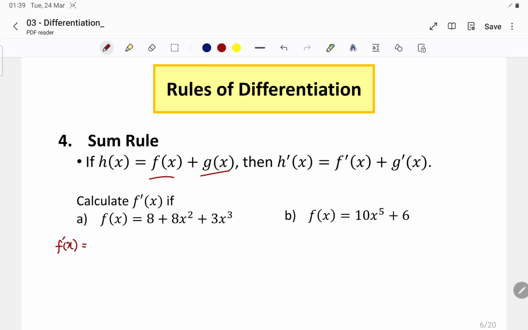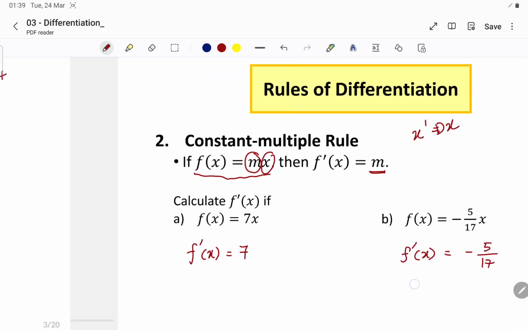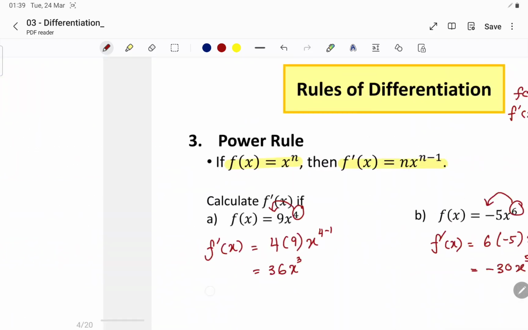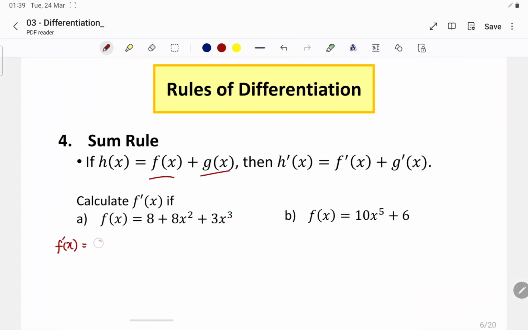Okay, we have 8, right? So follow our first constant rule. 8 is a constant, when we differentiate, it becomes 0. So 0 plus, with 8x to the power of 2, if you see x to the power of 2 is a power, right? It's a power rule, so we use the power rule. Then you bring 2 in front, so you put 2 multiplied with 8, and then x to the power of 2 you copy, then the power we minus 1.